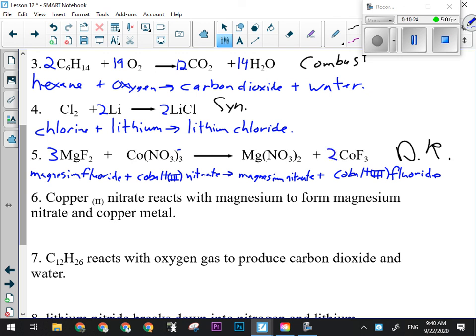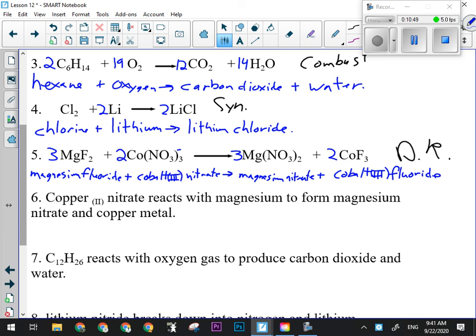All right, when I put the 2 here, that gives me 2 cobalt. So now I've got to go back over here and put what here? A 2. Okay, how many nitrate does that give me? 6. Okay, what do I need to put in front of this? Okay, does that make my magnesium work out? It does. All right, questions on any of those?